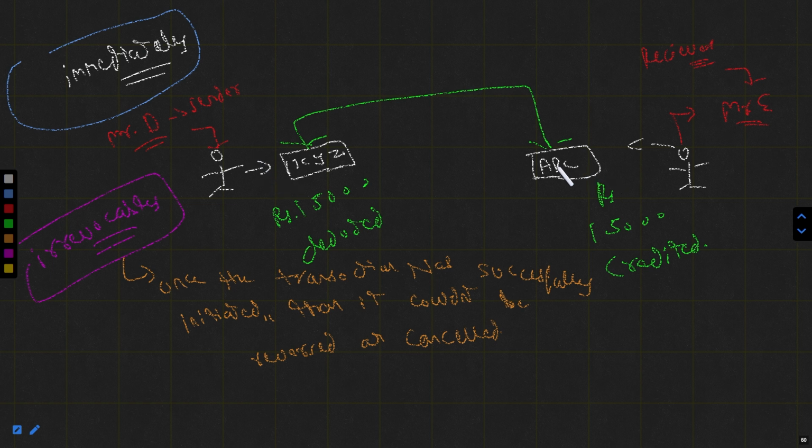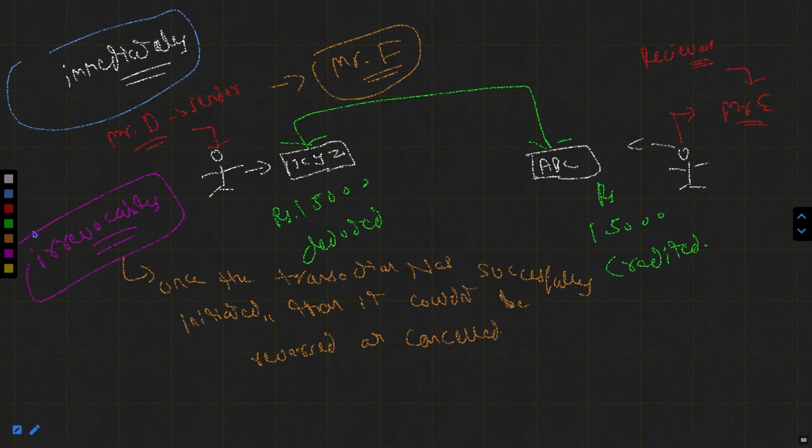Okay, then the ABC will receive the information from the XYZ and proceed further. That's how the system works. Got it? That's what we have discussed. So here, what is the significance of this? Suppose Mr. D, the sender, fills up the information in the wrong manner, that instead of Mr. E, he has provided the information of Mr. F. So what will happen?